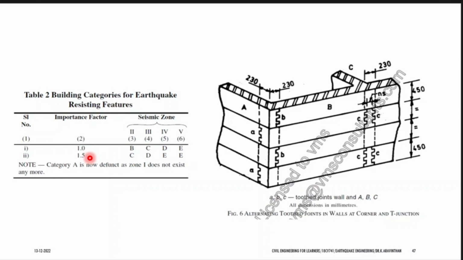So if you are coming under importance factor 1.5, what should be the category of building? It should be C, D or E. You don't have A, B; these two categories are eliminated. Only C, D, E categories are there. So according to the importance factor, you should select the building.